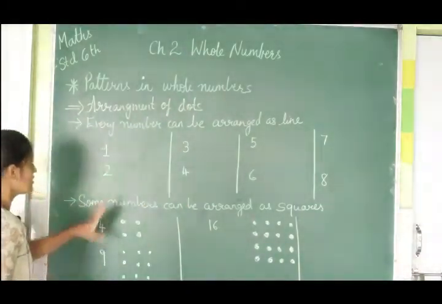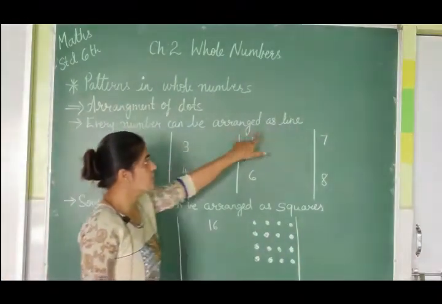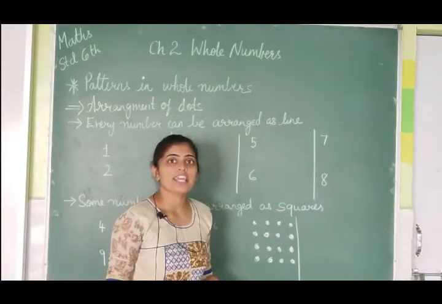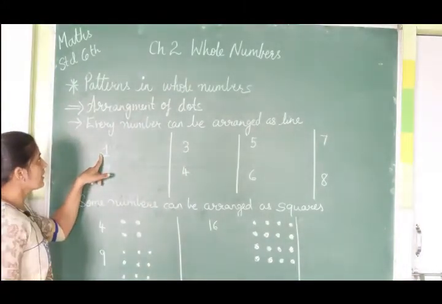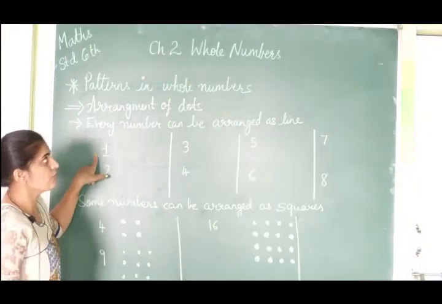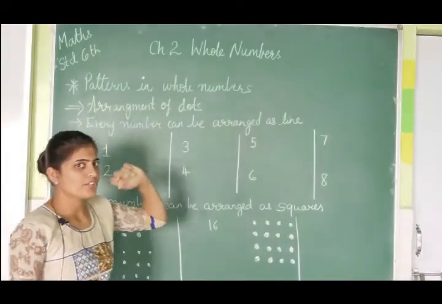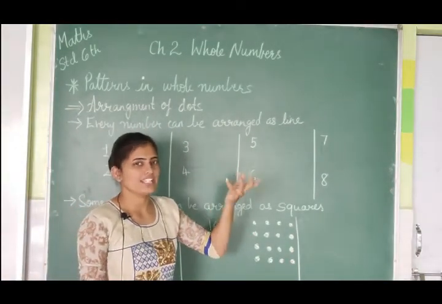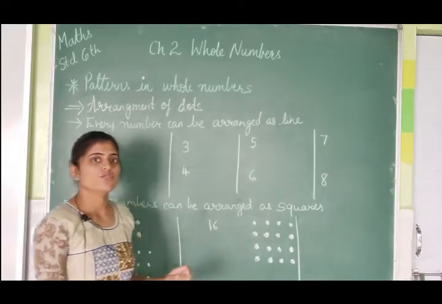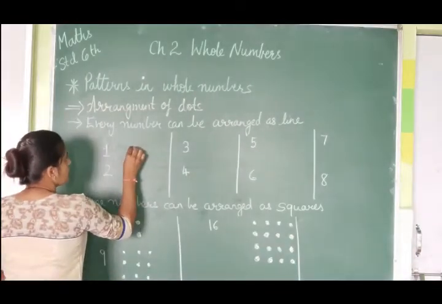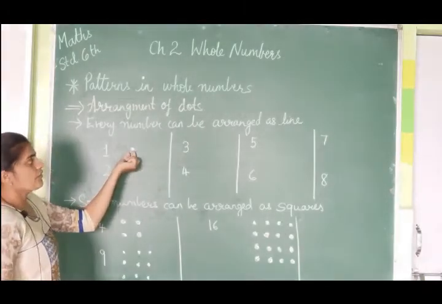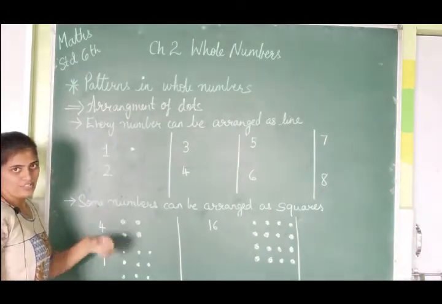Let us see. First, every number can be arranged as a line. Now we will start from 1. The first whole number is 0, but 0 means that we can't draw any dot. So we will start from 1. For 1 we can draw 1 dot, and a line can pass through it.